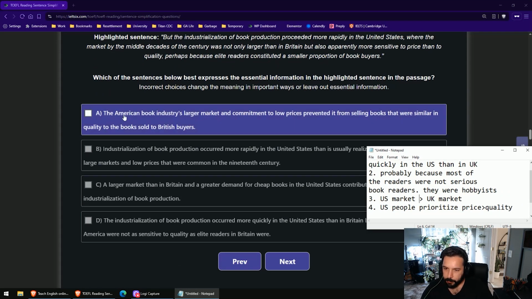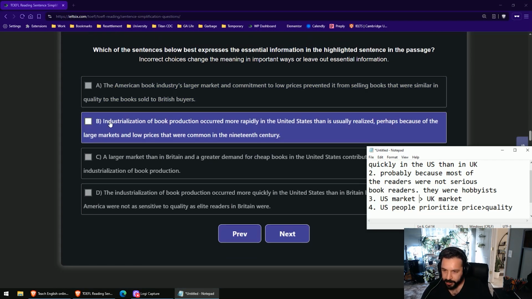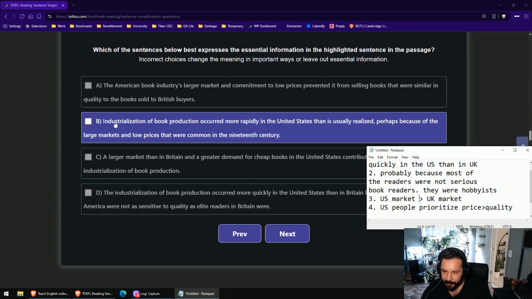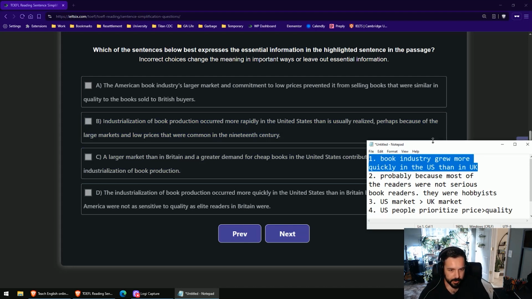Okay, the American book industry's larger market and commitment to low prices prevented it from selling books that were similar. No, we didn't say they couldn't do it. We just said they preferred to not sell high quality books. Also, I don't think that's true. Probably a British person wrote this. Now, not me. Industrialization of book production occurred more rapidly in the US. That is correct. That is number one. Let me actually make this a little bigger.